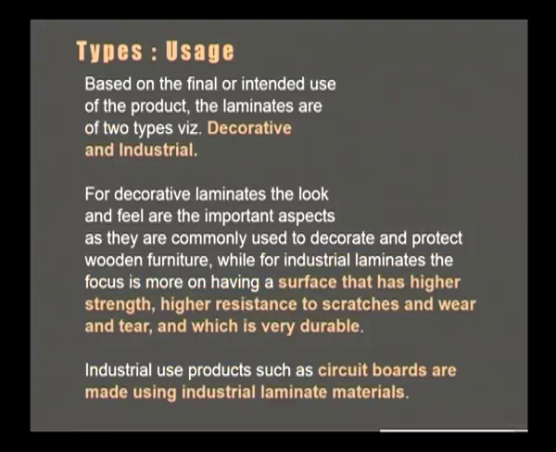Usage also determines the type of decorative laminates that are available. Basically we talked about decorative laminates and industrial laminates. So the type of use also categorizes them. For decorative laminates, the look and feel are the important aspects, and they are commonly used to decorate and protect wooden furniture. That is the basic purpose. Industrial laminates, on the other hand, focus more on having a surface that has higher strength, higher resistance to scratches and wear and tear, which is very durable. So the purpose of aesthetics and the purpose of high wear and tear resistance is what differentiates laminates on the basis of uses. Industrial use products such as circuit boards are made from industrial laminate materials. So not just surfaces, circuit boards are even made from laminates.